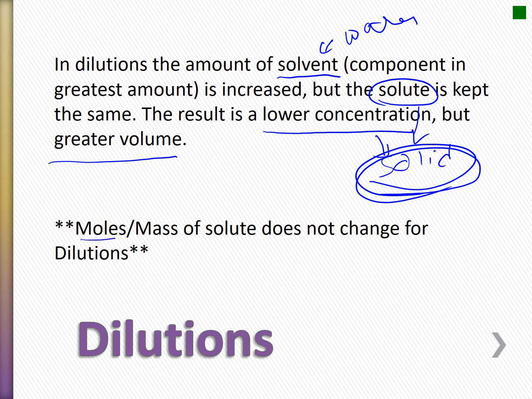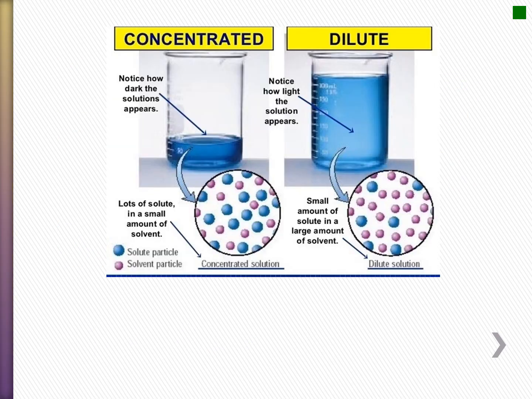So note that the moles and mass of the solute do not change for dilutions, okay? All you're doing is keeping the same amount of moles, but you're increasing the amount of solvent, so therefore your concentration goes down. All right, so let's look at this visually.